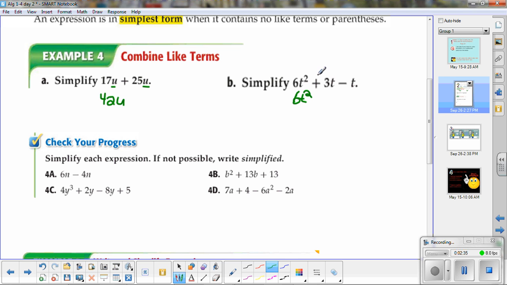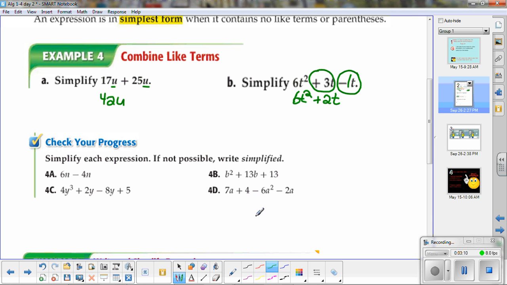If there's a plus sign in front of it, that's a positive 3t. And here, if there's no number in front of the t, it's a 1. And it has a subtraction sign in front of it, so that's really like a negative 1t. Now, when I put those two together, a positive 3t plus a negative 1t is a positive 2t. Since it's positive, I'm going to write plus 2t. 6t squared plus 2t is the most we can do with this problem.